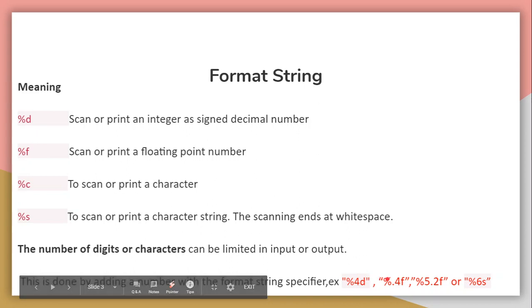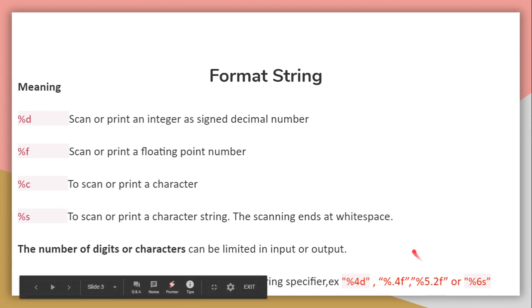This is for an integer, therefore it is a whole number. And %0.4f means that in the printf or in the scanf, the value after the decimal point will have 4 digits. For example, I can say 4.1234, 4.3456. So after the decimal point I can have 4 digits. That is the concept of %0.4f. And %5.2f means the total number of digits is 5, and after the decimal point there are two places.